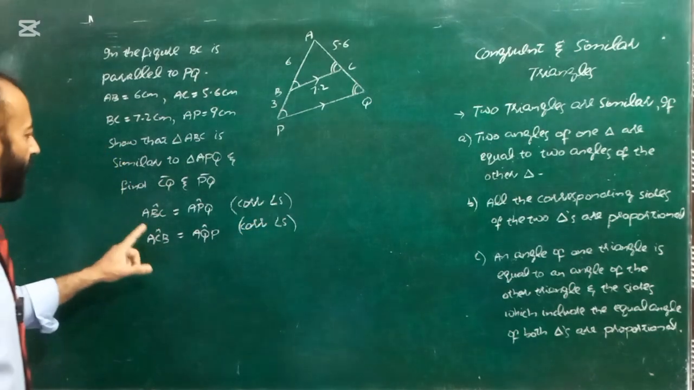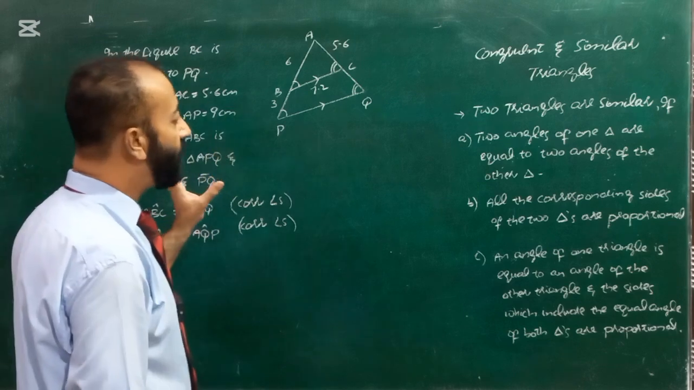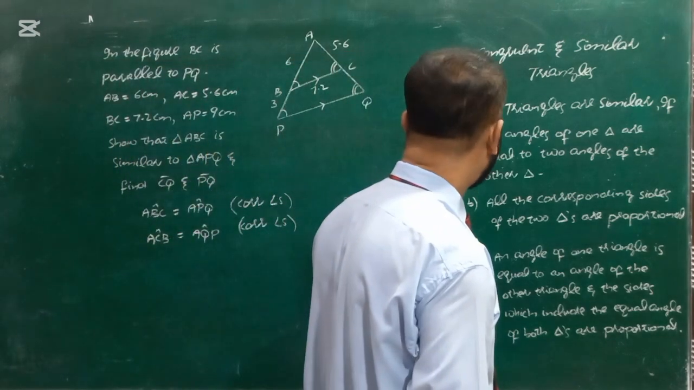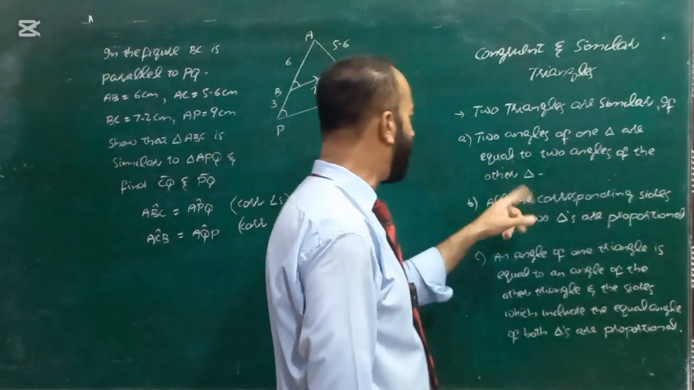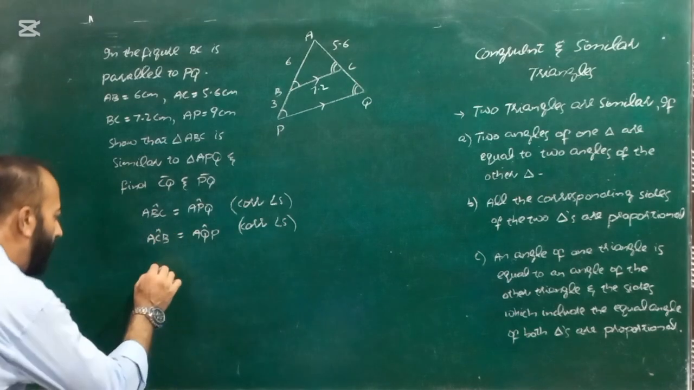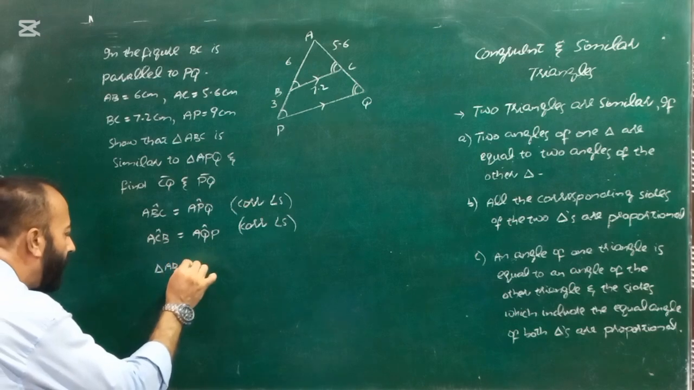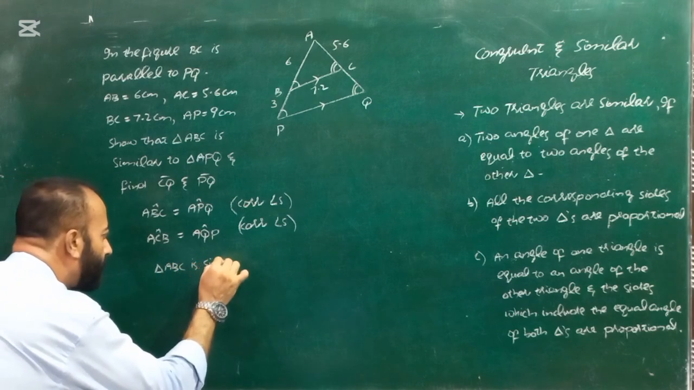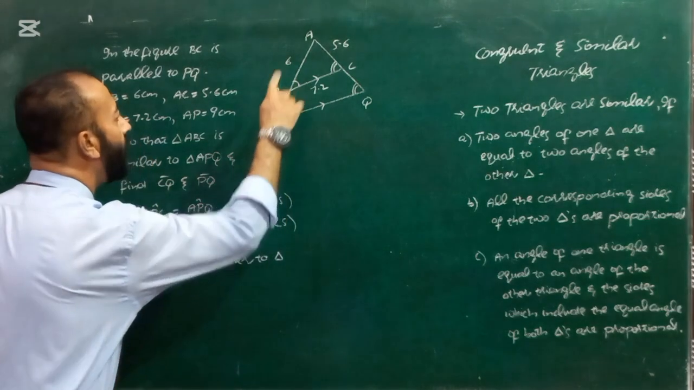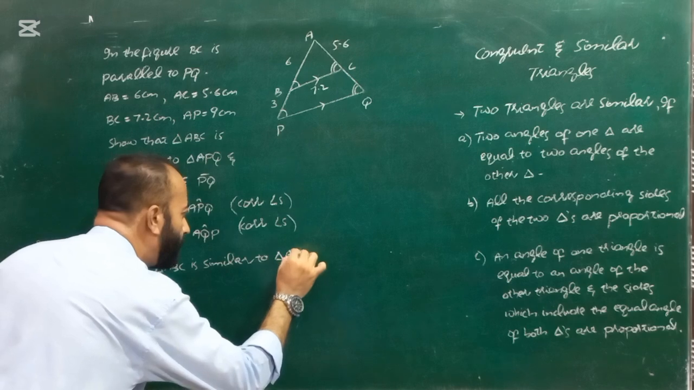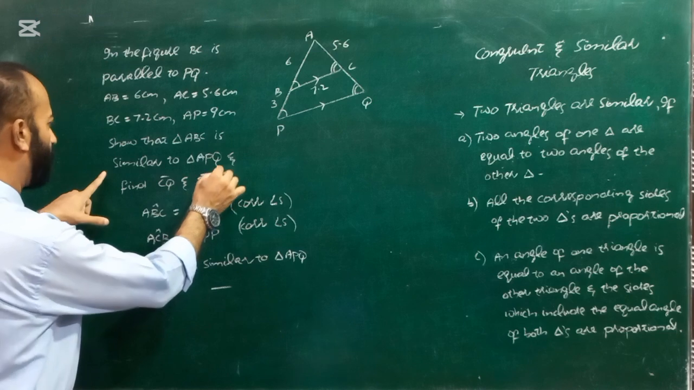So, if two corresponding angles are same in the two triangles, then the triangles are similar. So here is the property. Two angles of one triangle are equal to the two angles of the other triangle. So it means triangle ABC is similar to triangle APQ. So up to here, the question is done.